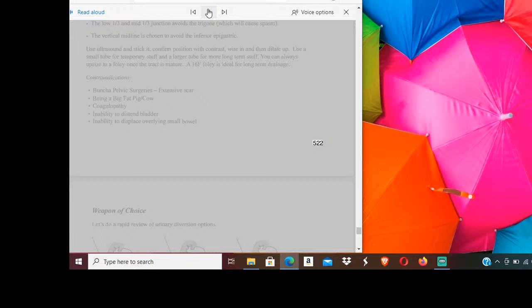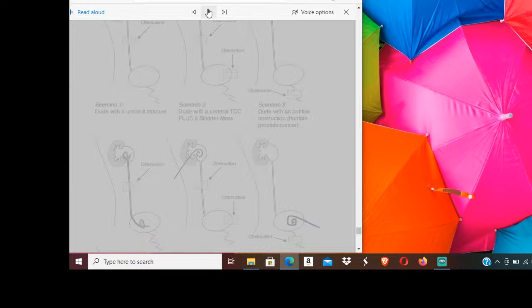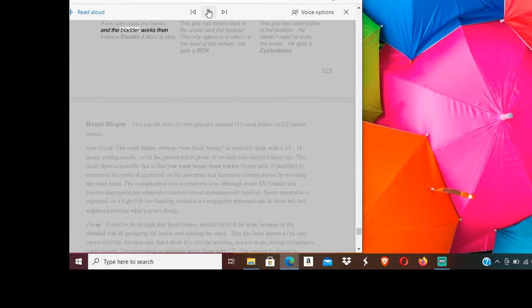Weapon of choice. Let's do a rapid review of urinary diversion options. Obstruction. Scenario 1, dude with a ureteral stricture. If you can cross the lesion, and the bladder works, then an internal J stent is ideal.